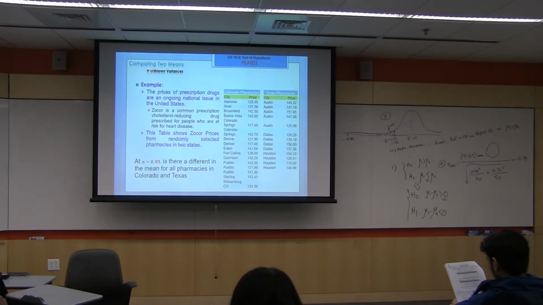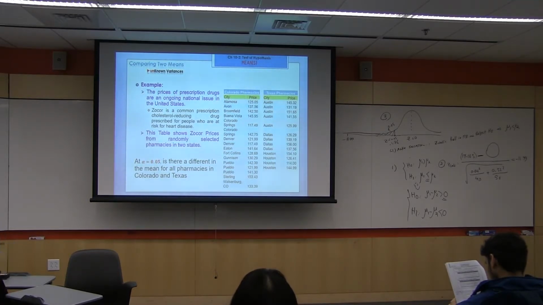The price of prescription drugs is an ongoing national issue in the United States. Zocor is a common prescription cholesterol-reducing drug prescribed for people who are at risk of heart disease. This table shows Zocor prices from randomly selected pharmacies in two states. At alpha equal to 0.05, is there a difference in the mean of all the pharmacies in Colorado and Texas?